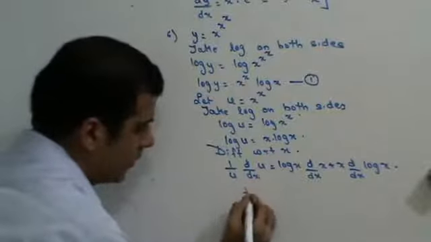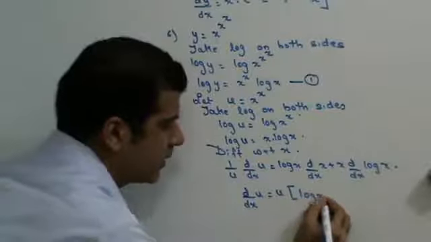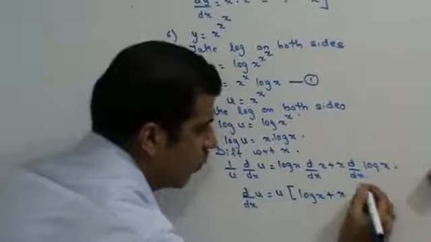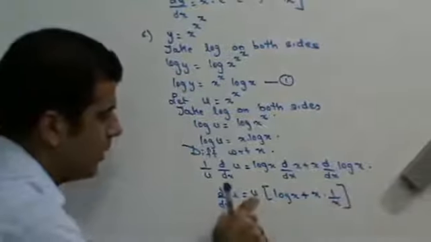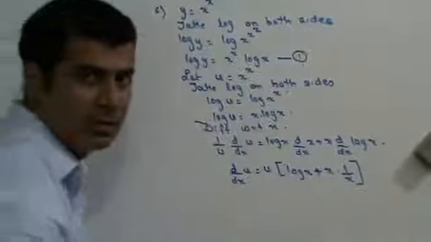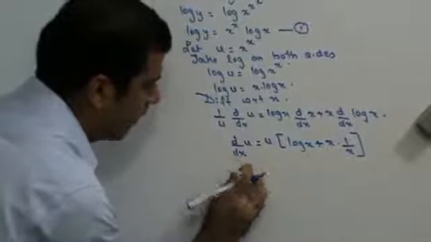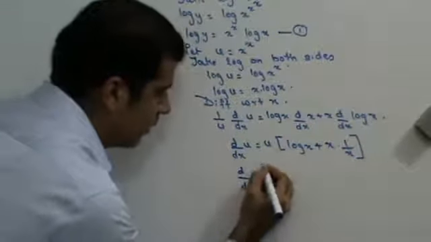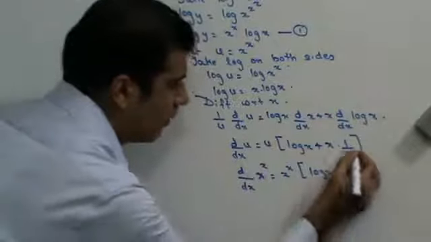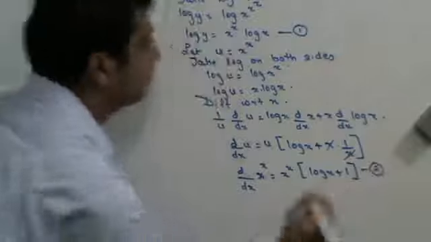Take u on the other side. D by dx of u is u, log x. D by dx of x is 1, plus x, d by dx of log x is 1 upon x. Resubstitute the value of u. The value of u is x raised to x. So you will get d by dx of x raised to x is x raised to x, log x plus 1. Call this equation 2.